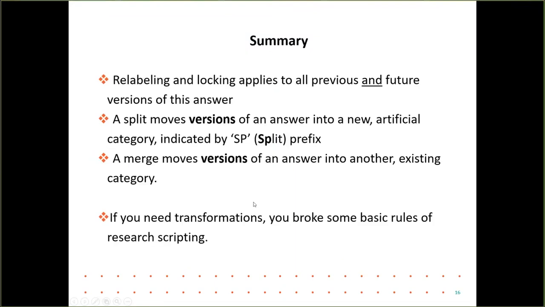And let me restate this: if you need any transformations, you have broken some very basic rules of research scripting. We could expand this functionality much more, but for now we leave it as it is. That means that if you broke some rules on having proper codes for brands and applying them logically throughout the versions, that should be your first way to fix it. And we have some limited ways to actually restore your data, as I demoed.